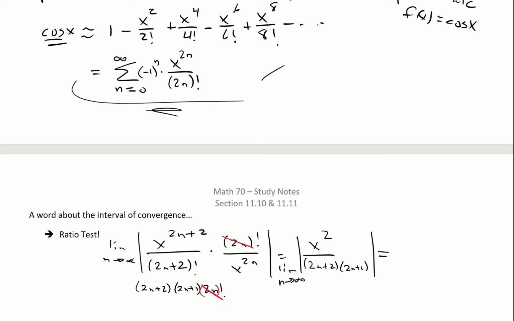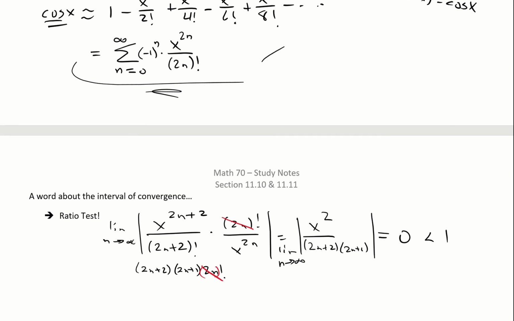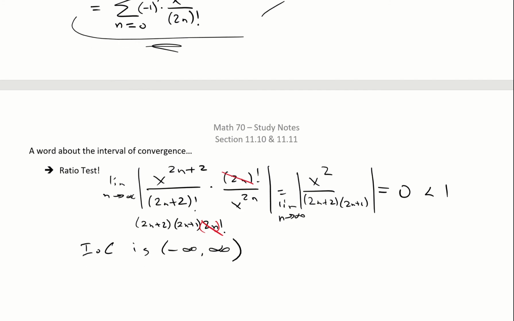Well, as that goes to infinity, the denominator gets larger and larger, and x just stands there, and you get 0. What's the story on that one? Well, it's less than 1, no matter what x is. So the interval of convergence is minus infinity to infinity. It converges for all numbers. Okay, pretty cool stuff. All right.